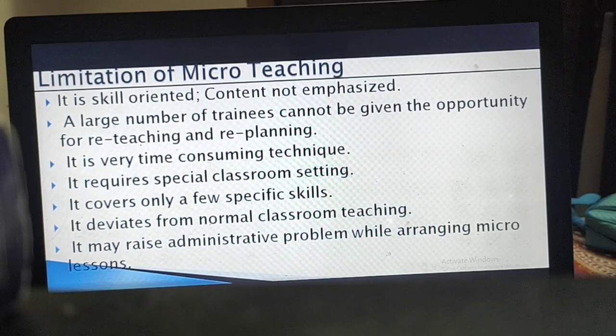Next point, it deviates from the normal classroom teaching. It may raise administrative problems while arranging the micro lessons. These are the administrative problems. So these are the limitations of micro-teaching.